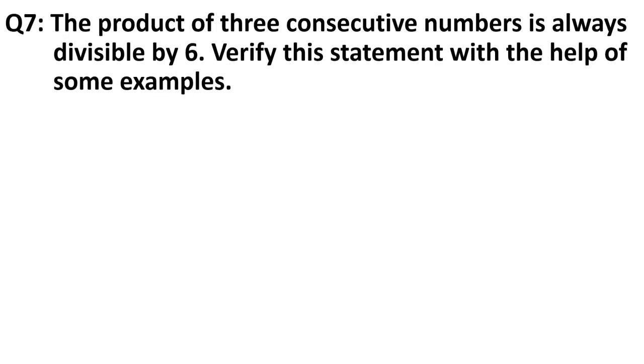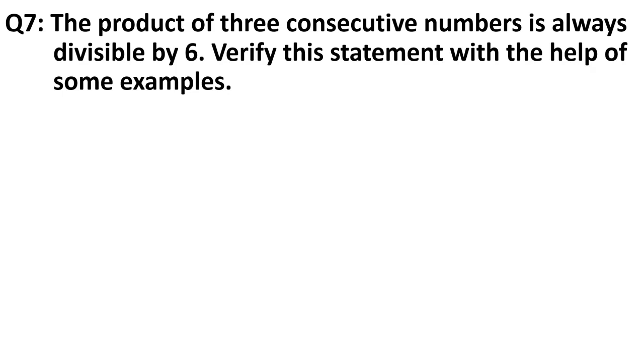Now our next question is question number 7. The product of 3 consecutive numbers is always divisible by 6. Verify this statement with the help of some example. See the question once again. The product of 3 consecutive numbers. 3 consecutive numbers means 3 numbers in continuity, and you have to find the product of them. Then you have to check whether that product is divisible by 6 or not.